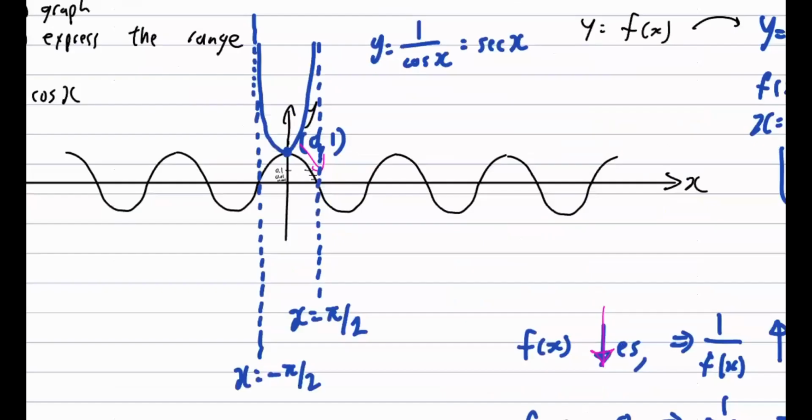Make a good guess. What do you think will happen over at this point here? This point here is pi comma negative 1. Cosine of pi is negative 1. How does the secant x graph?